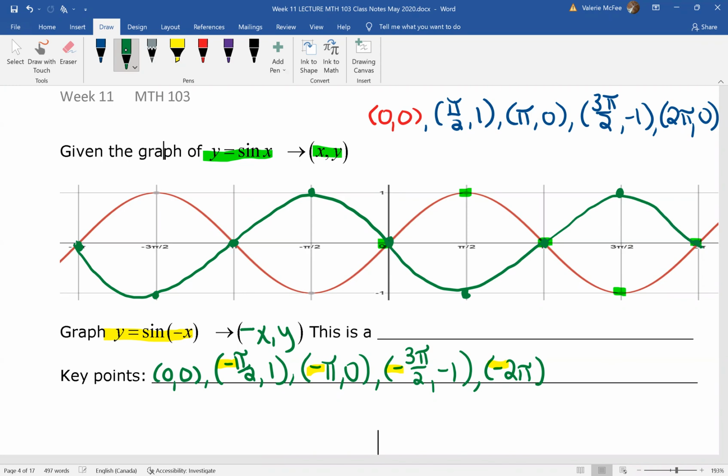And let me remind you, I don't want to see a graph that looks like this. It's clearly not a mountainous kind of graph. It's a wave. So what's happening here? Well, what happens when we have a negative on x? We know that we have a reflection across the y-axis.